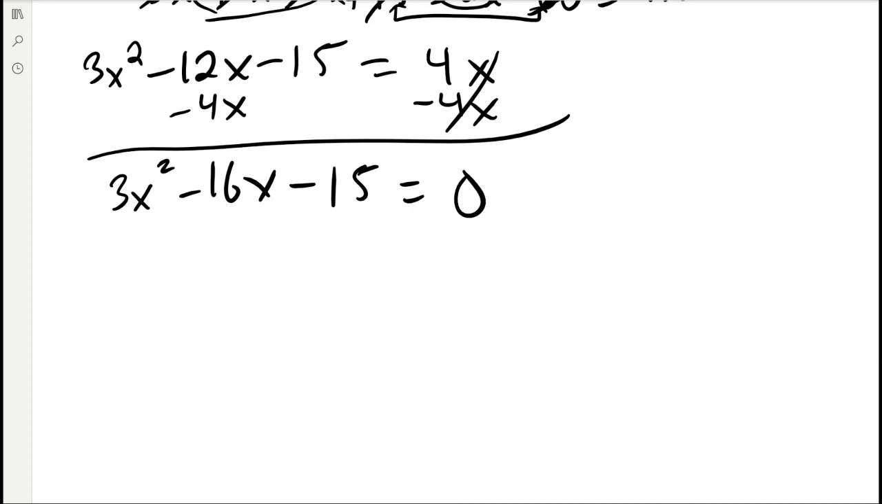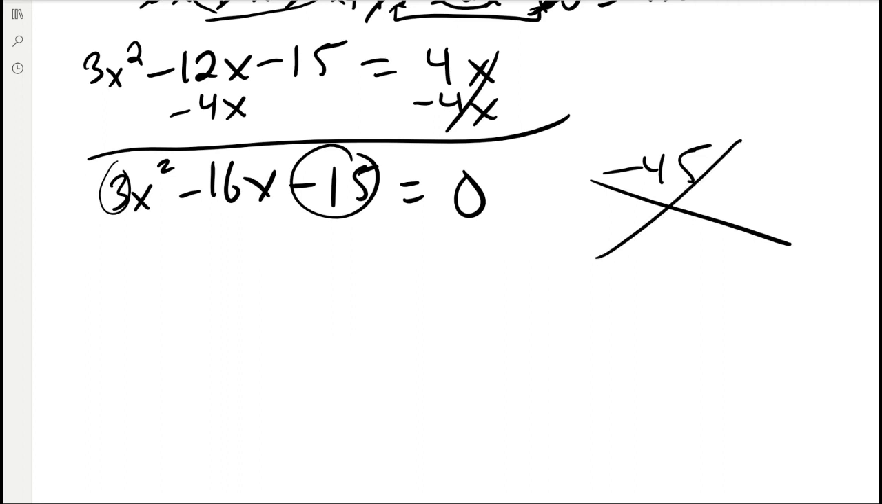And we can use the AC method. But I don't know if that would actually work out, because 3 times negative 15 is negative 45. And then we're going to have to figure out negative 16 on the bottom. Two numbers that multiply to negative 45 but add up to negative 16. 9 and 5 would be pretty close. 3 and 15 would also be pretty close. So I'm not sure that there's anything that we can do for this. So we're going to go ahead and just use the quadratic formula to solve this.